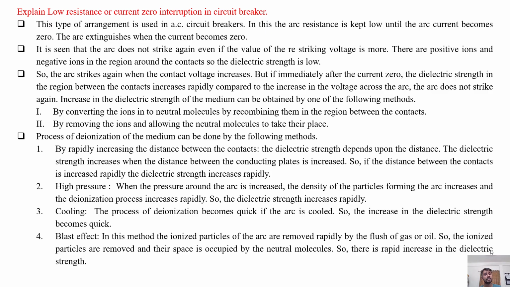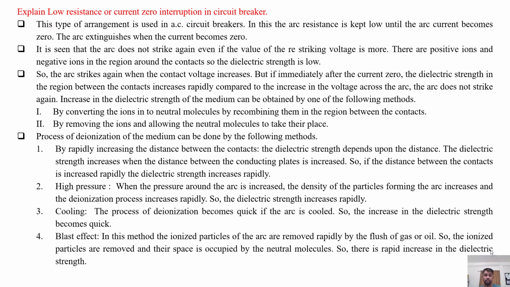One is by increasing rapidly the distance between the contacts. The dielectric strength depends upon the distance. The dielectric strength increases when the distance between the contacts increases. So the distance between the moving contacts and fixed contacts is increased rapidly, and the dielectric strength increases rapidly.